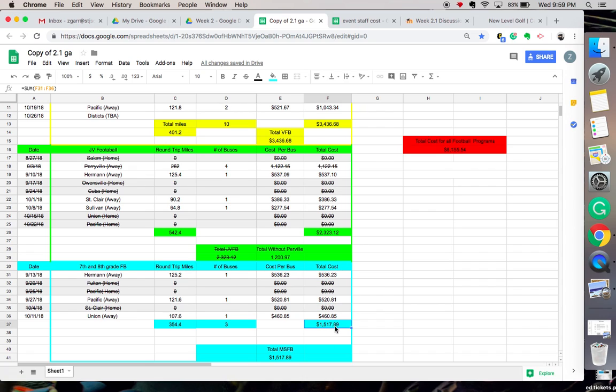It ended up being $1,517.89. Also, an easy way to figure that out is you could just highlight it and drag it down. It'll still give it to you here in the bottom corner, which can be handy.